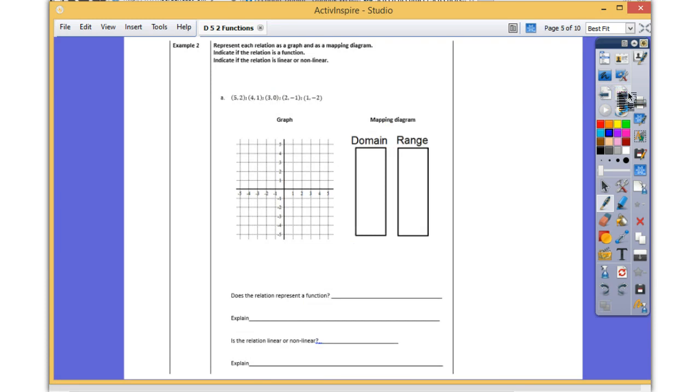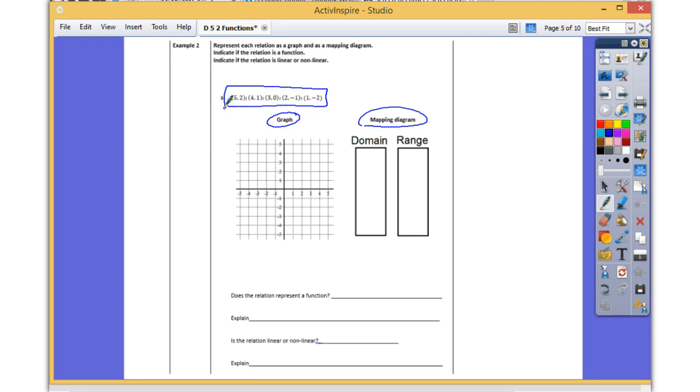All right, example 2. What we want to do now is represent each relation as a graph right here, and then we're going to represent it as a mapping diagram. Indicate if the relation is a function or not, and then indicate if the relation is linear or non-linear. Well, first of all, what are we going to have to do? Yep, we have to graph it.